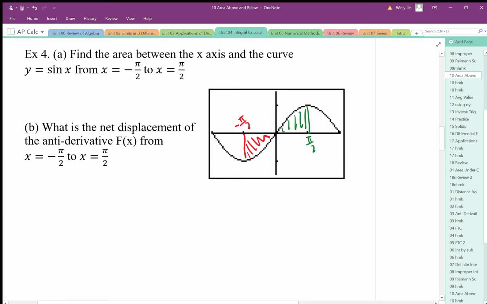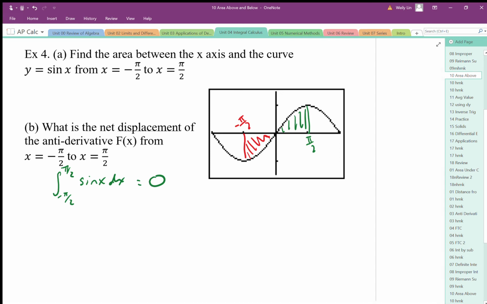And if we were to talk about the displacement, from that point to that point, we can anti-differentiate and work it out, although based on the symmetry, we can just say that the net displacement, or the integral from negative pi over 2 to pi over 2 of sine x dx, is 0. Okay, we can do that. We can see that very clearly visually.